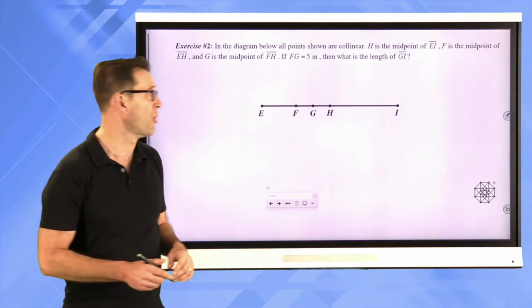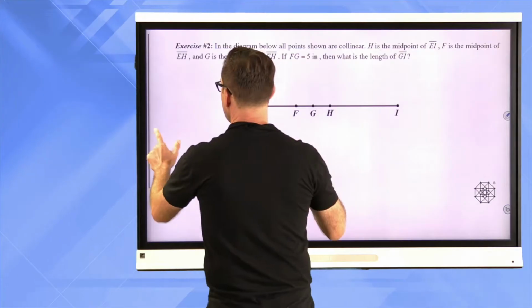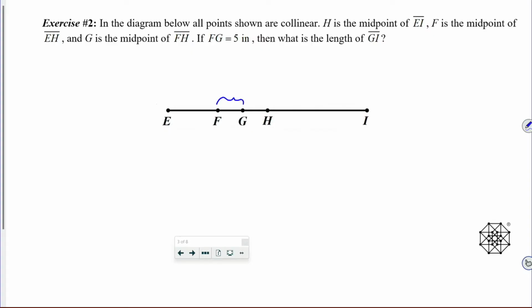All right, well, let's start to label. We know that FG is 5. We also know that point G is the midpoint of FH, which means this also must be 5. Now, we know that point F is the midpoint of EH, which means that EF and FH have to be the same. That's got to be 10, and that's got to be 10.